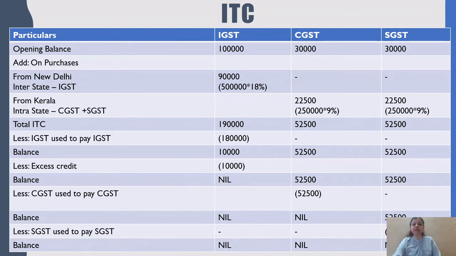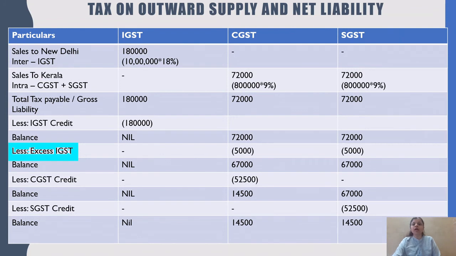So of the 10,000 excess credit which is available, 5,000 we have utilized to pay off liability under CGST and 5,000 we have utilized to pay off the liability under SGST. So under CGST, before this adjustment 72,000 was payable and under SGST again the same 72,000 was payable. Now from that, 5,000 we have adjusted under each head on account of this excess balance which was available under IGST. So the balance liability under CGST and SGST will become 67,000 each.